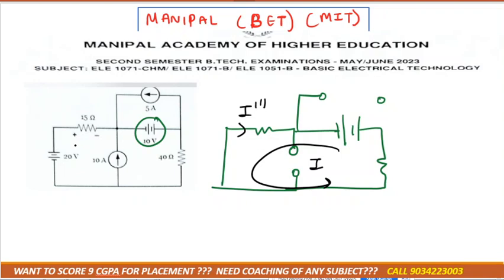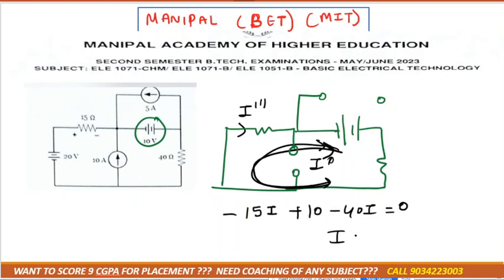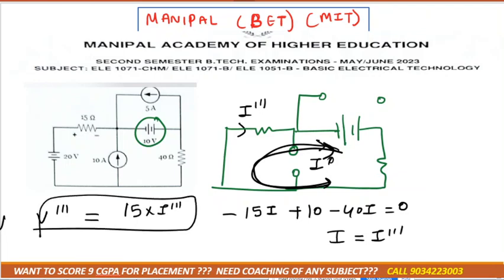Now this one is in the opposite direction, right? So it would be minus 15 I plus 10, then minus 40 I is equal to 0. From here we'll get I, that would be I triple dash. Again from here we'll get V triple dash, that is 50 multiplied by I triple dash, right?